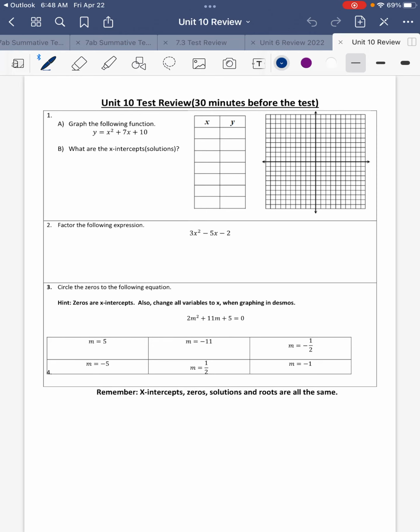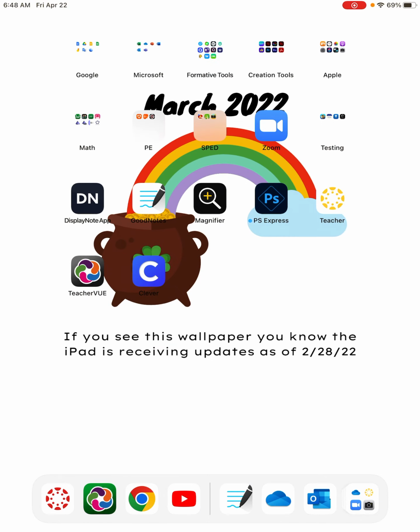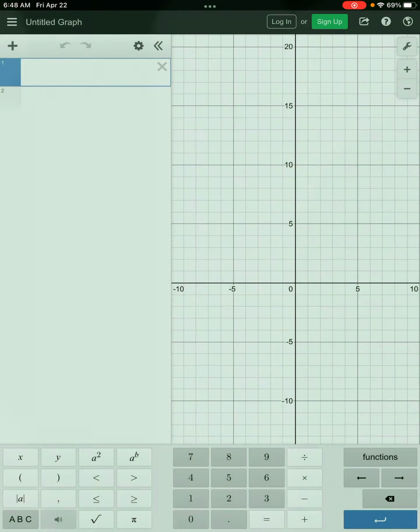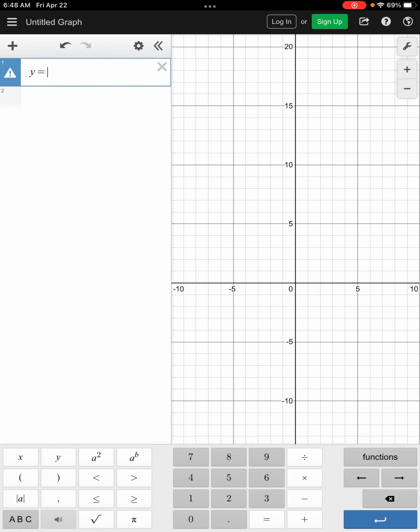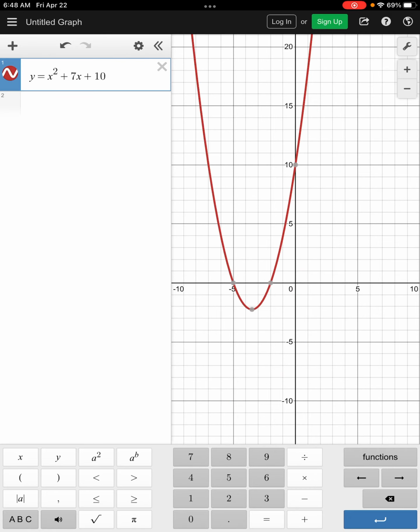Let's do it. All right, so we got to get to Desmos, so let's go to Desmos. You can type in y equals if you'd like. Type it in exactly how you see it. You actually don't need the y equals in Desmos. It's kind of crazy. Otherwise, it's just an expression. So we type it in.